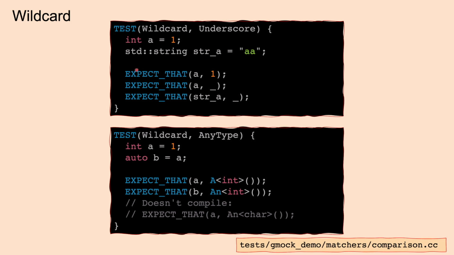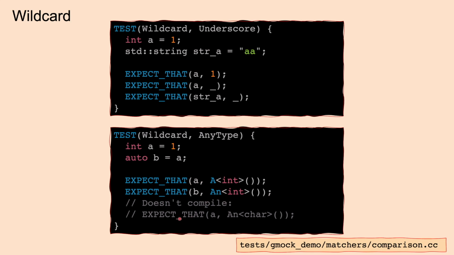So I will show you more examples of underscore later in this video. Now, if you want to do the same thing, but also check the type of the variable, you use a or an. So here I have two variables. One is integer, the other one is also integer. And here I'm saying expect that a is a variable of type integer. And similarly, here I'm saying expect that b is also an integer.